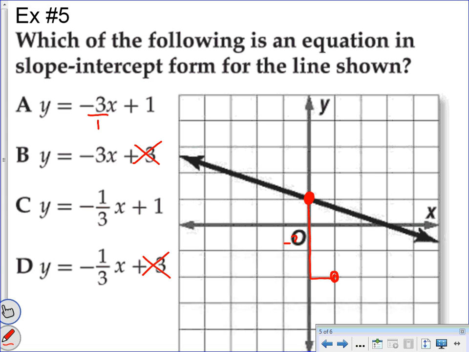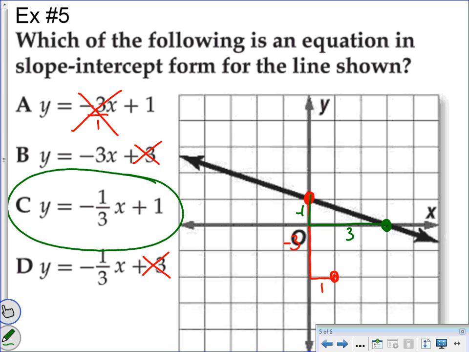So that's down 3 over 1. That's not going to be the slope for A. Instead, I'm going to go down 1 and over 3. Down 1 and over 3. This is the slope for C. So it's not necessary that you know which one is the correct one, but if you can rule out all of the incorrect answers, then you can find the right one.